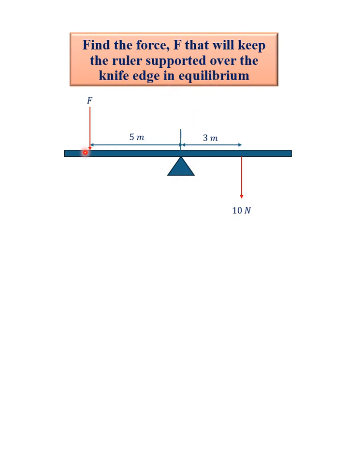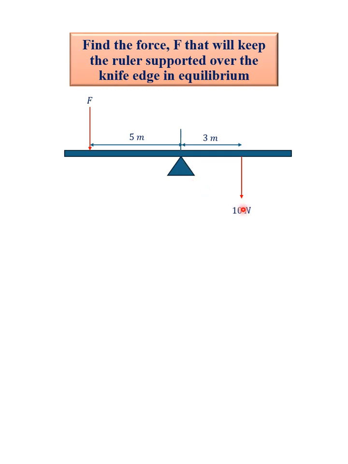That is, this ruler must be balanced on top of this knife edge under the application of the 10 Newton force and a force we don't know the value of, F. Calculate the value of F for this to balance. That is what the question is talking about. So looking at this carefully, the 10 Newton force is applied at a distance of 3 meters away from the support, while the force F is applied at a distance of 5 meters from the support.